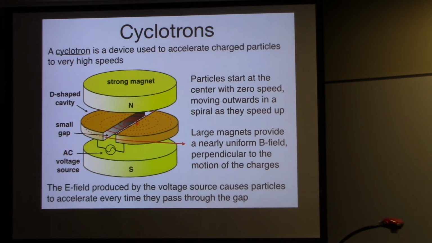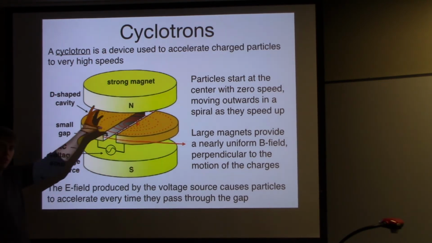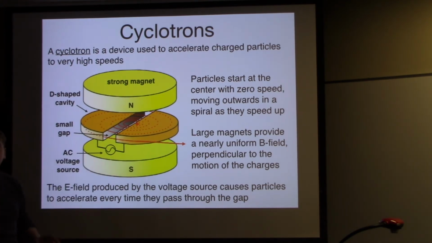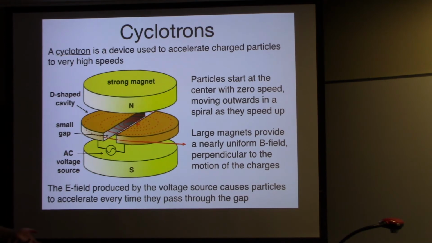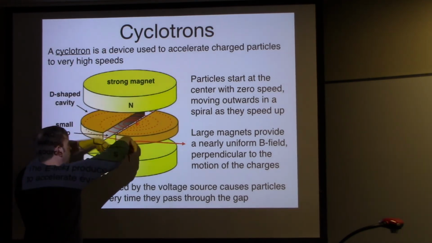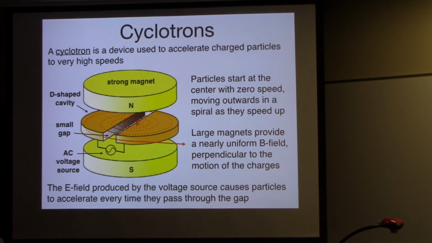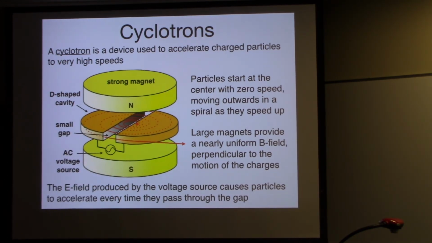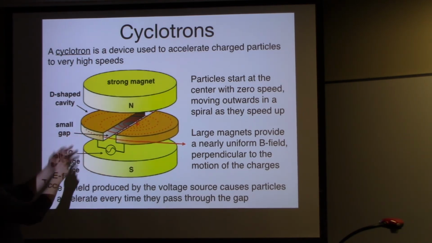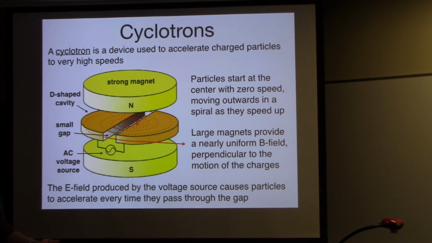So the basic setup is this. You have a really strong magnet with a north pole up here and a south pole down here. And what that is going to create is a magnetic field which points down like this. Okay, a really strong magnetic field pointing down like this. Then we have this cavity where there are 2 sides and each one is shaped like the letter D. And they're separated by a tiny little gap, a really small gap.